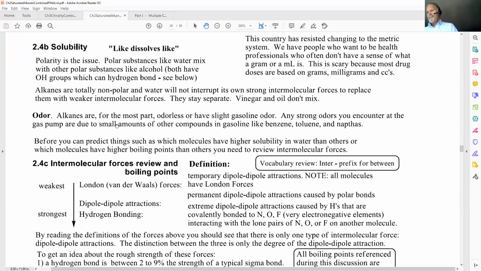So hydrocarbons don't dissolve in water because nonpolar molecules like associating with other nonpolar molecules. So the hydrocarbons will stay together, and the water likes to associate with other polar molecules like water, and they will stay together and they will not mix, like oil and water, like Italian dressing, right? Okay. So they don't dissolve in water.